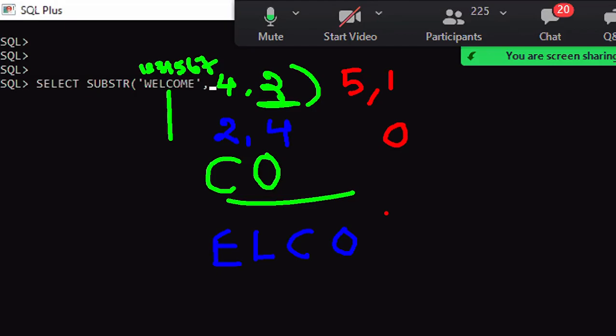Now suppose I'm giving 5 comma 4. What is the answer? O is the 5th starting. O will come, M will come, E will come. How many characters did I want? But here how many are there? 3. What is the next one? Space. Space is automatically taken. Understand now? So that is called the position of the character.